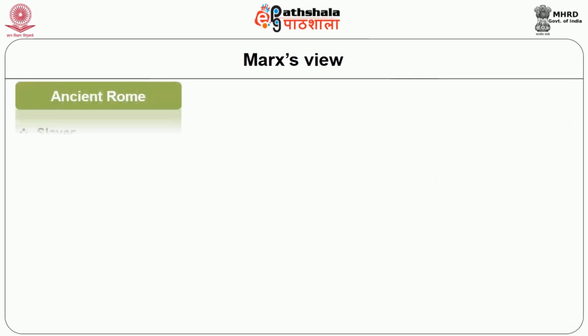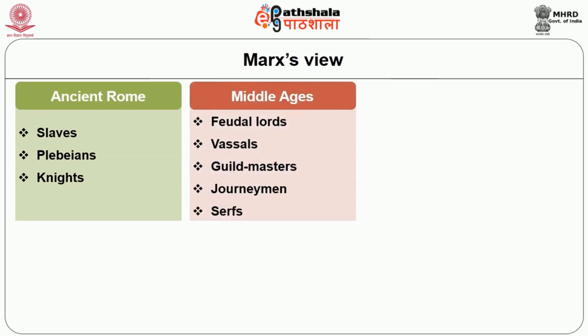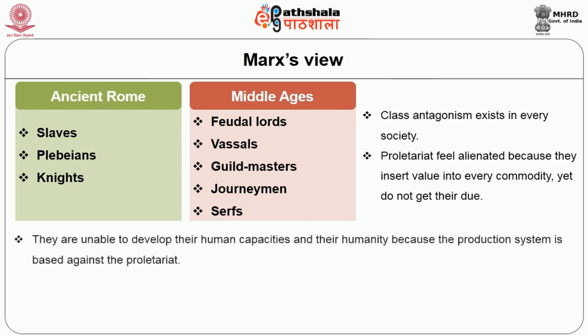In ancient Rome these were the slaves, plebeians, and knights; the Middle Ages were marked by feudal lords, vassals, guildmasters, journeymen, and serfs; and in modern bourgeois society, the bourgeoisie exploit the proletariat, the working class. Class antagonism exists in every society. The proletariat feels alienated because they insert value into every commodity, yet they do not get their due. They are unable to develop their human capacities and their humanity because the production system is based against the proletariat.